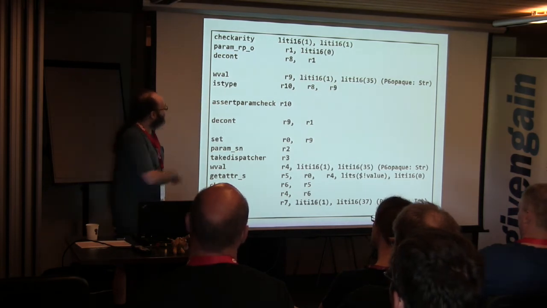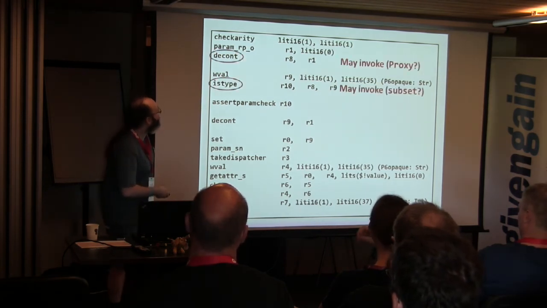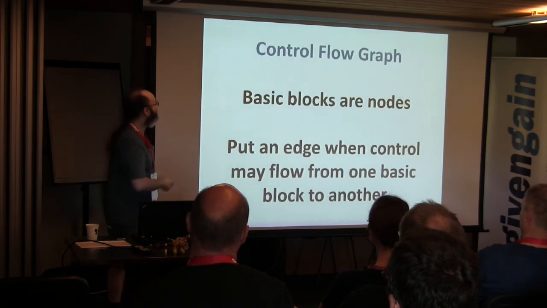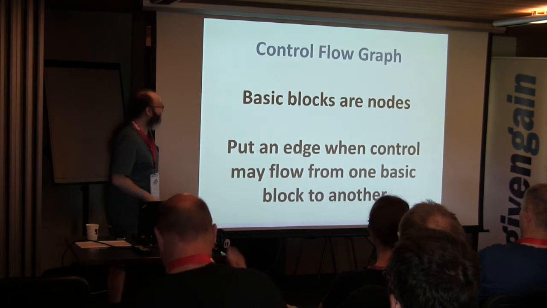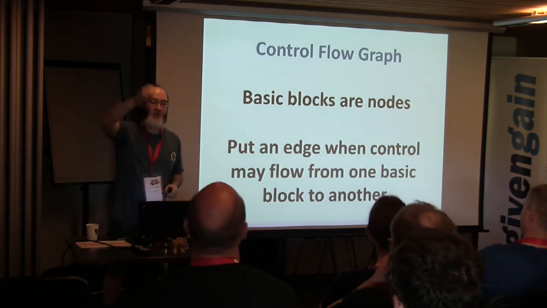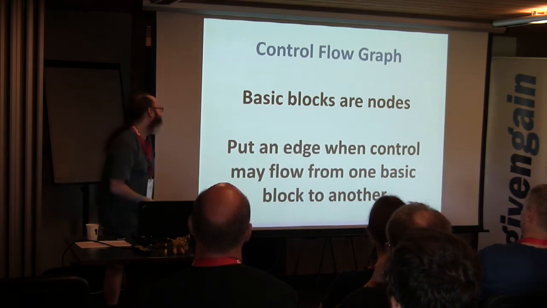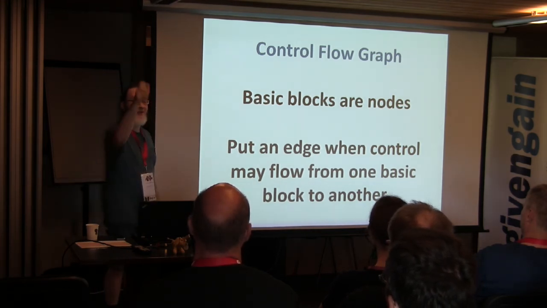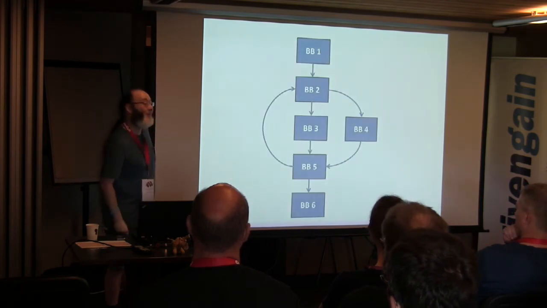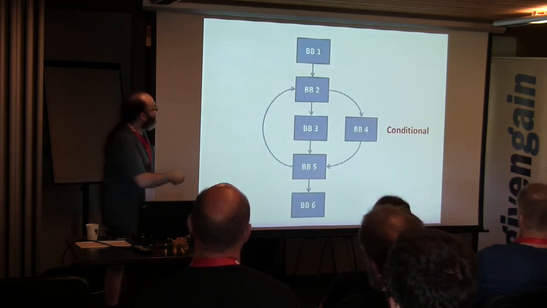So we break it up into these blocks, okay? So they're all things that may invoke. And then we make a graph. And a graph is just a data structure with nodes and lines between them. And in this case, it's a directed graph because they have arrows. And that looks like that, okay? So you can see what's going on over here.